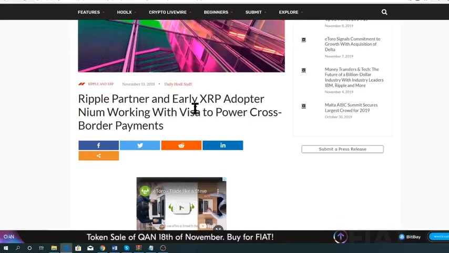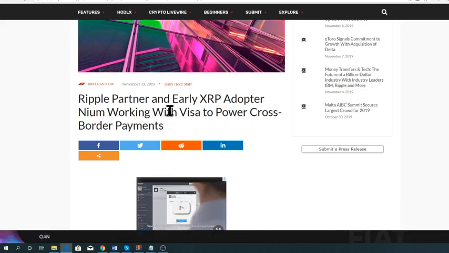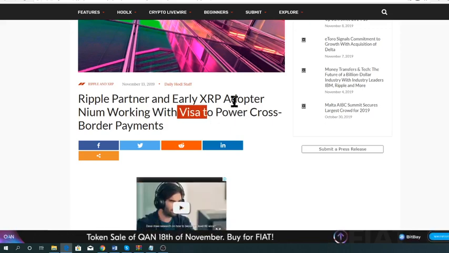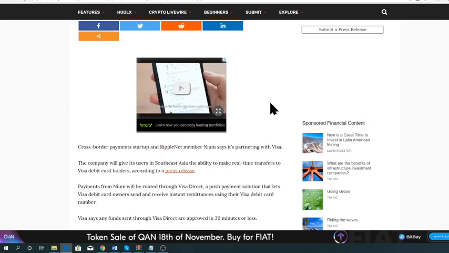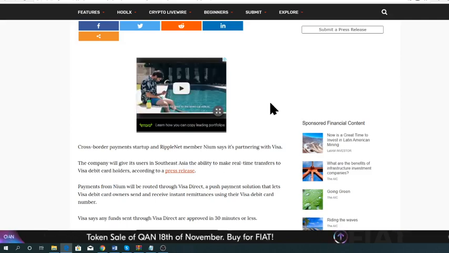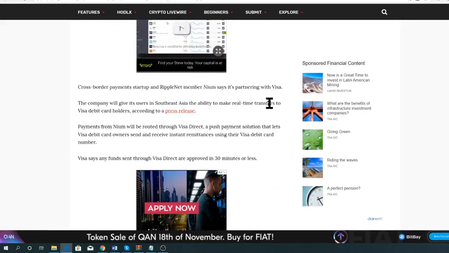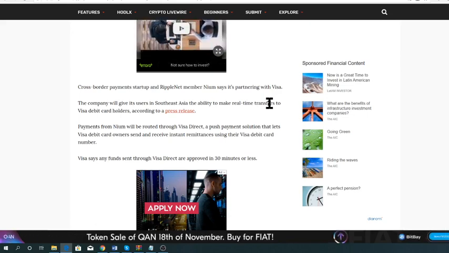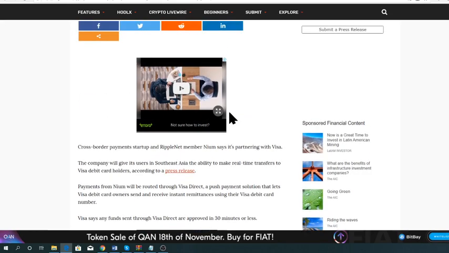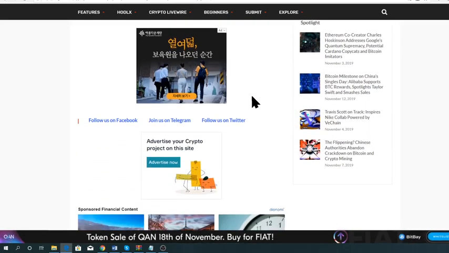Now this one: Ripple partner and early XRP adopter Nium working with Visa to power cross-border payments. We all know how big Visa is, right? They have the entire world connected, their network all over. Personally, I'm using a Visa card, and the settlement and payment are different. When you're paying in a shop, buying your groceries, the settlement doesn't occur at that particular second, right? So they can use on-demand liquidity to do that in seconds. That will reduce the cost.